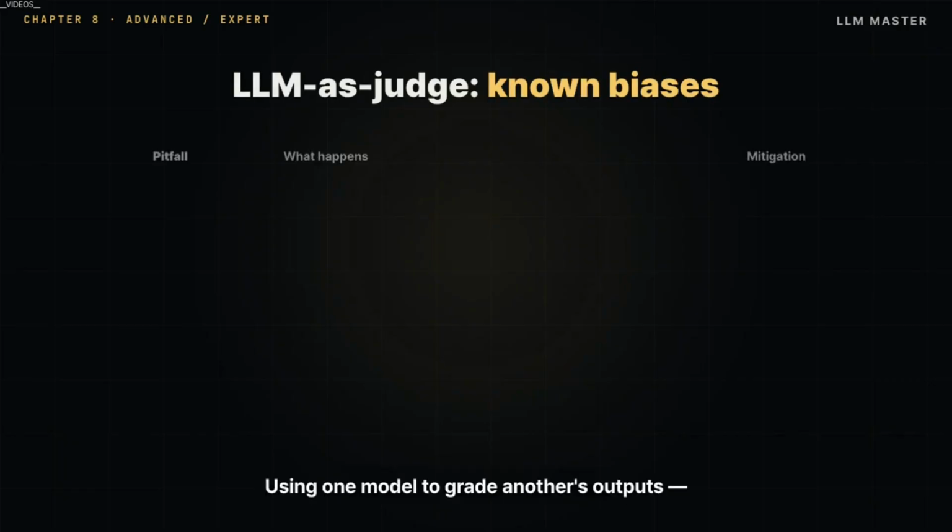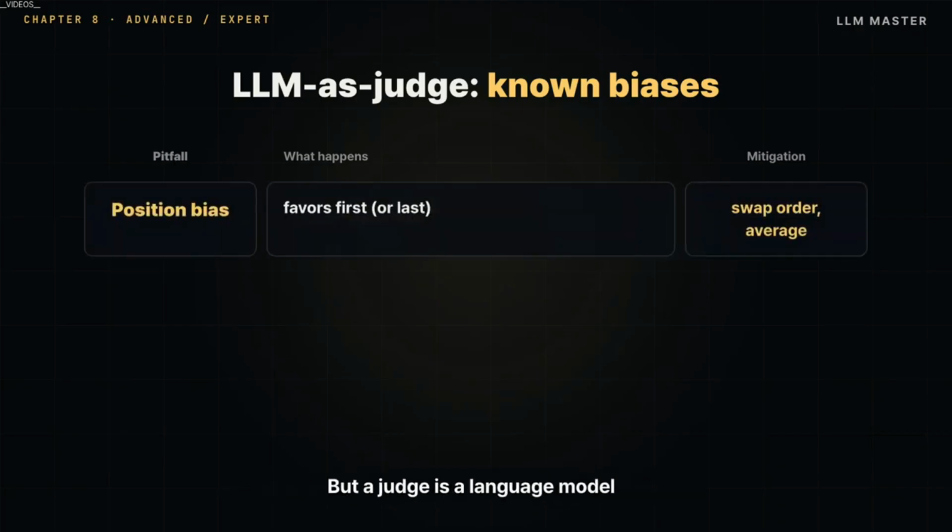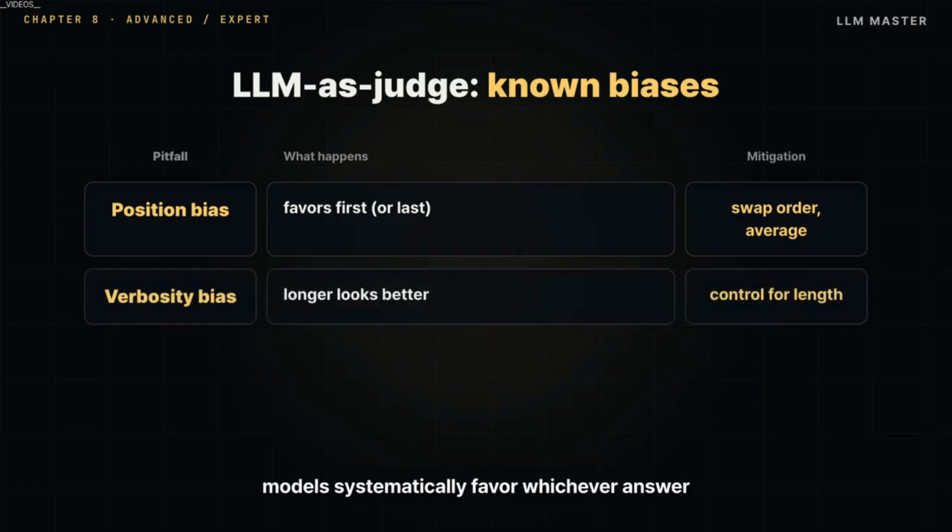Using one model to grade another's outputs, LLM as judge, is how you evaluate at a scale humans can't match. But a judge is a language model with a language model's quirks, and if you don't account for them, your scores are noise dressed as rigor. The most infamous is position bias. In a pairwise comparison, models systematically favor whichever answer they see first, or sometimes last. The fix is simple and mandatory. Run each comparison both ways and average, so order cancels out.